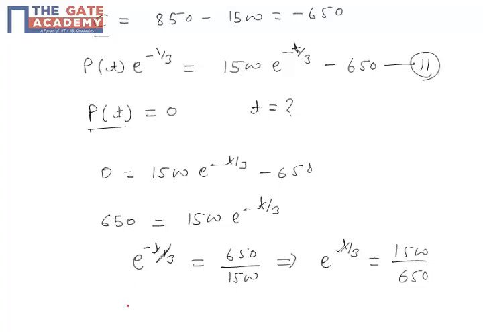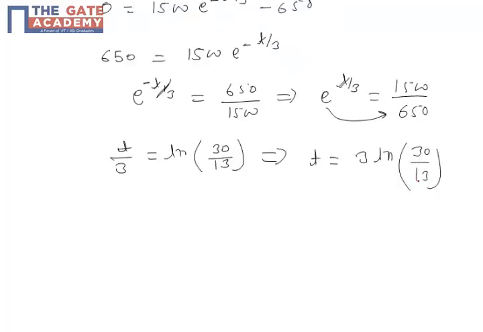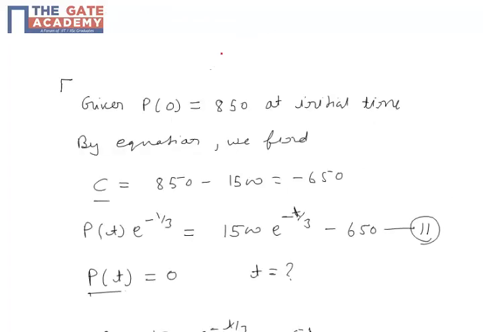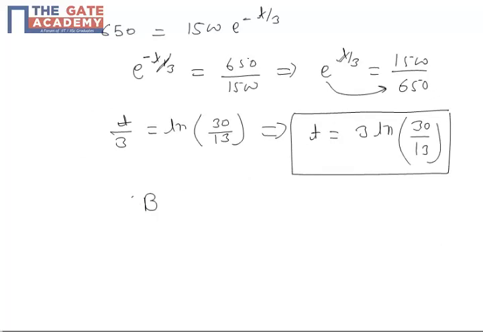When you solve it, I convert it into ln. So t/3 equals ln 30/13, and you find t equals 3 ln 30/13. So this is the time at which the value of the population becomes 0. And if you see the options, option B is correct. Thank you.